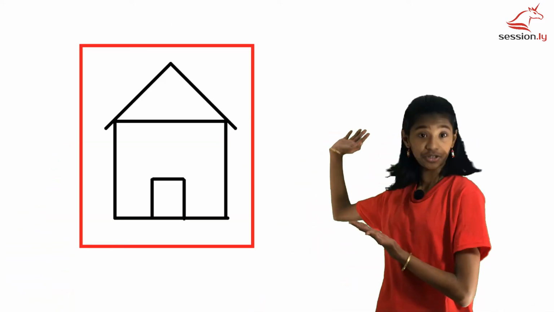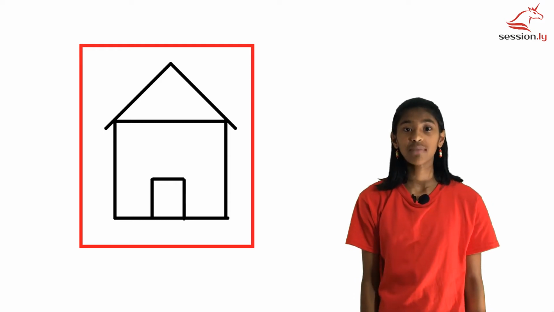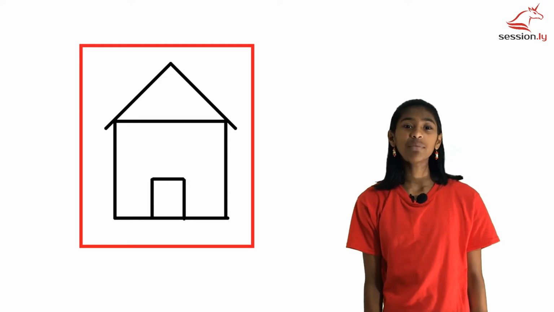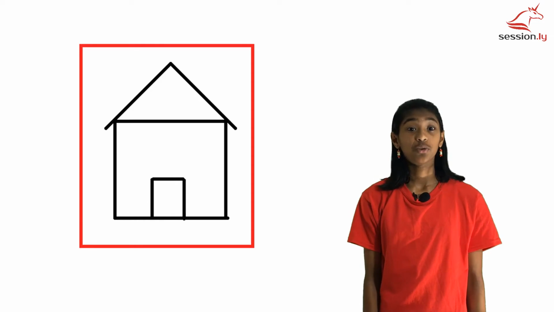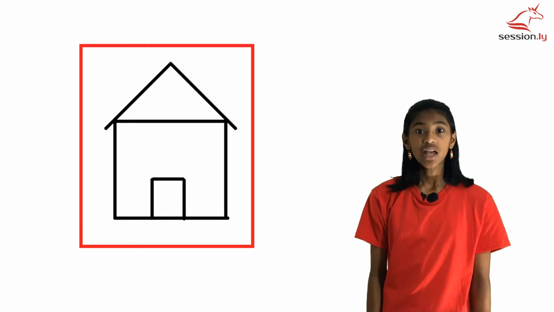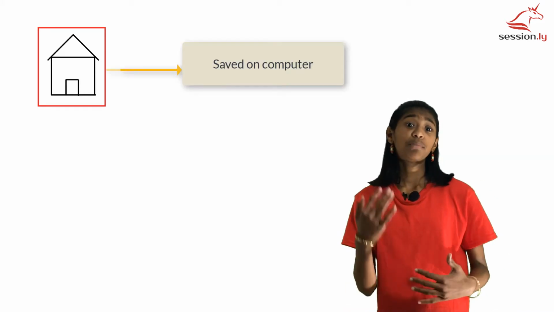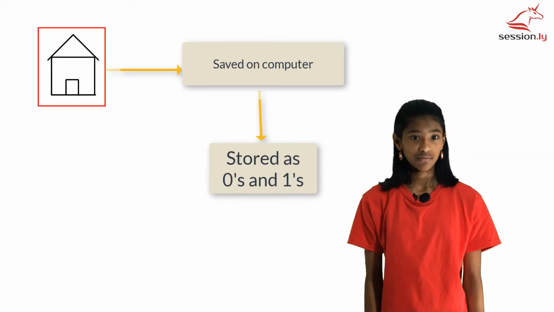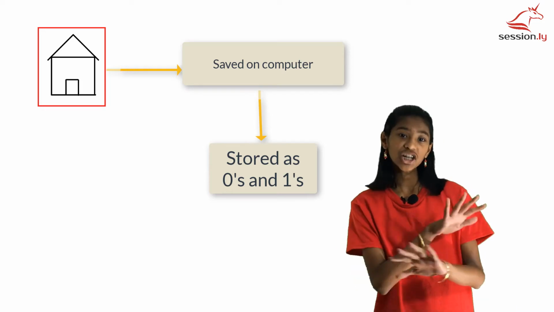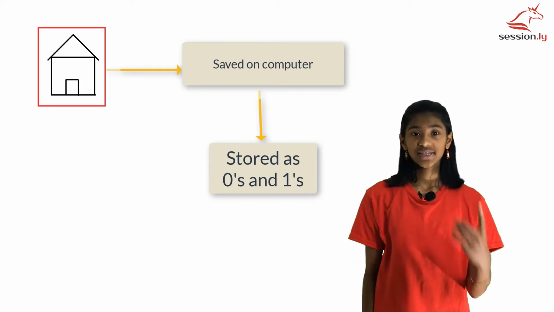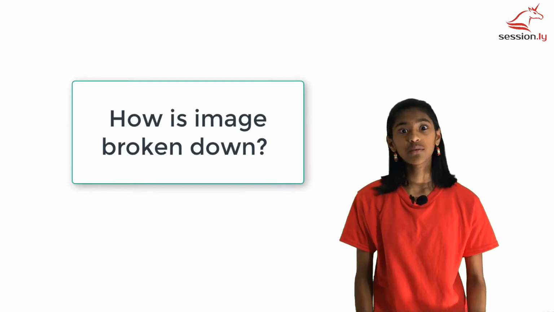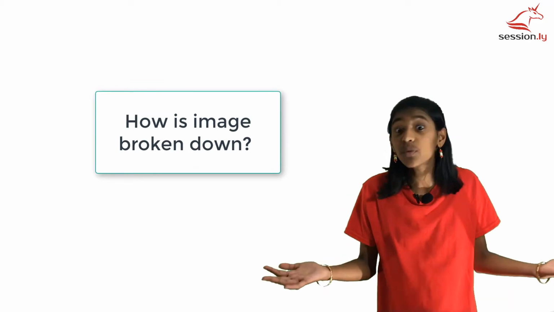To explain this concept in a much simpler way, here is a picture I drew of a tiny house on Microsoft Paint, which is a common application we use on Windows computers. When you instruct the computer to save this image, the computer actually saves this image internally as a bunch of zeros and ones. Now, how does the computer break the image into tiny squares?